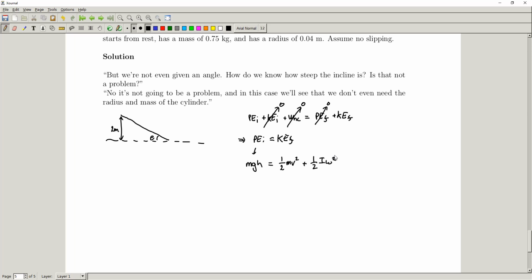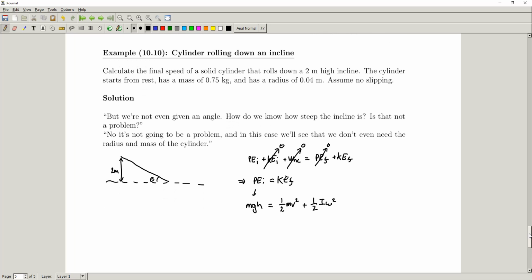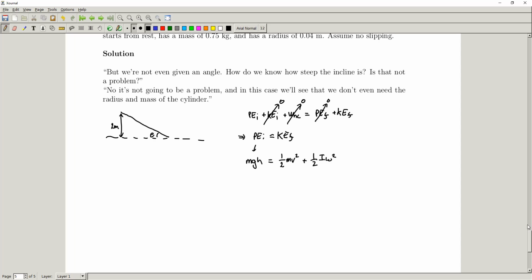So what are we looking for here? We're looking for calculating the final speed, right? So we want to get v out of this whole thing, but we have a whole bunch of variables that aren't written in terms of v. Luckily, we can change some of these variables into things that we know, right? So for a cylinder rolling, we can simplify this I right away.